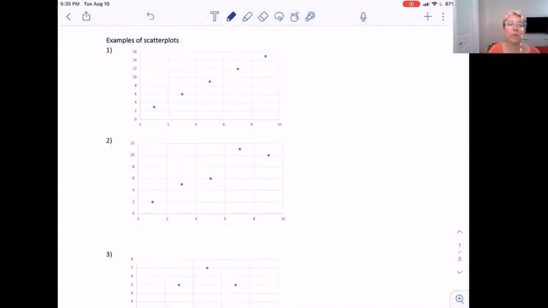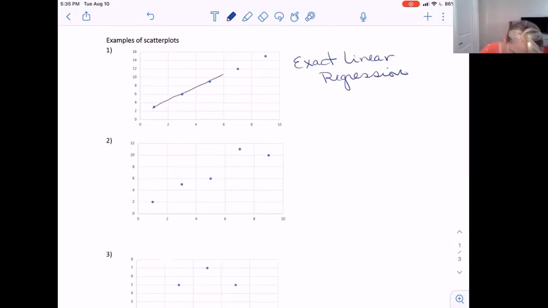So here are some examples of scatter plots. This particular scatter plot is an exact linear because we can draw a line with the exact same slope no matter which 2 points we choose. I mean, they fall exactly on a line. If one point was off, it would be almost exact, but almost exact is not exact.